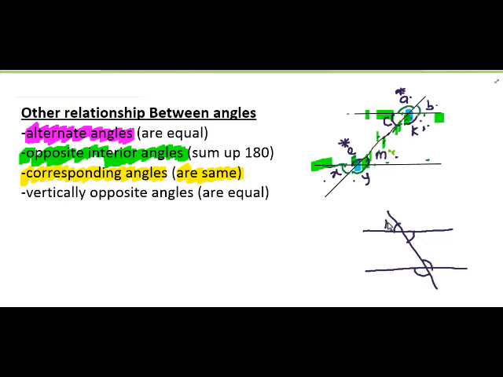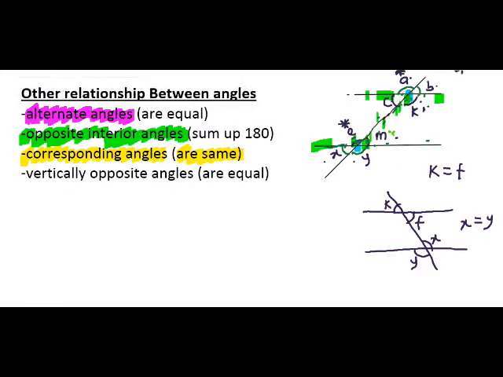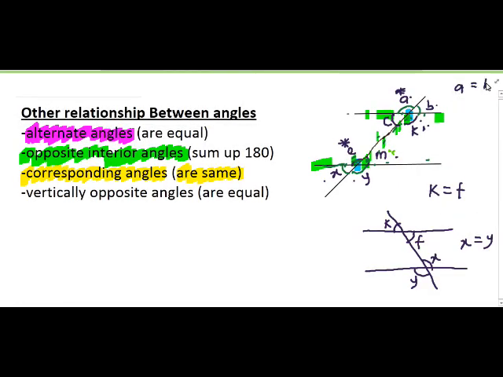Now let's say we have angle K here, angle F here, angle X here, angle Y. Angle K is vertically opposite to angle F, and we say they are equal. And angle X is vertically opposite to angle Y. So here, angle A is vertically opposite to angle K. Angle B is vertically opposite to angle C. E is vertically opposite angle Y, and angle M is vertically opposite angle X.